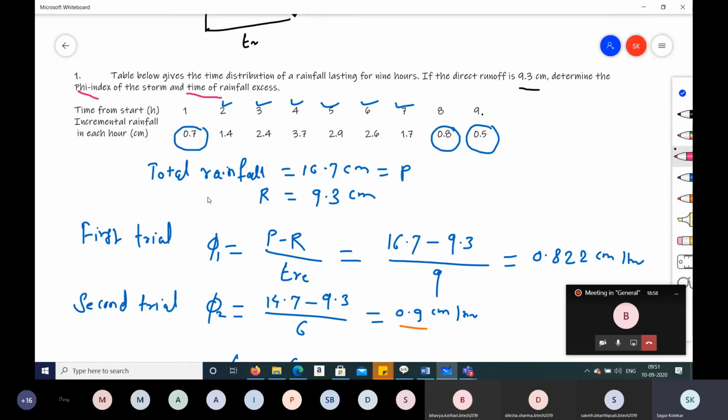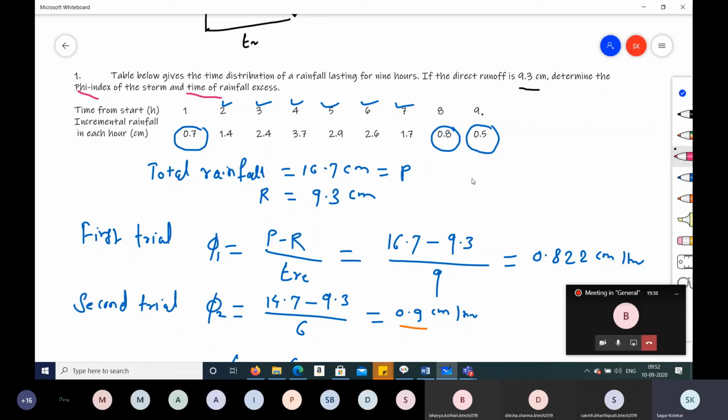So initially, we calculated the phi index for the first trial by considering the entire duration as connected with the rainfall excess. It means that from the first hour up to the 9th hour there was rainfall excess. We don't know, but we have to consider it, so we are going step by step. In the initial phase we assumed all the rainfall values are rainfall excess. So that's why we got the time duration as 9 hours, and the phi index, that is entire precipitation minus runoff, P minus 9.3 centimeter, gave 0.822.